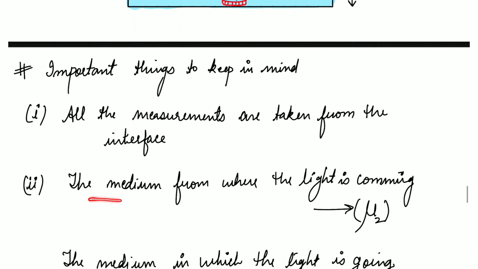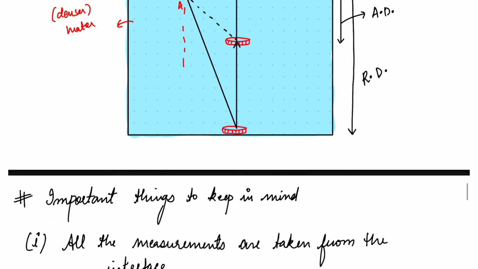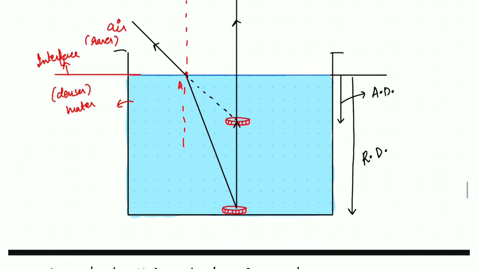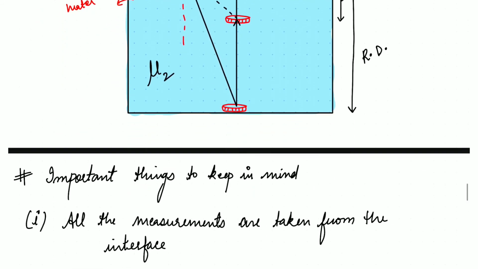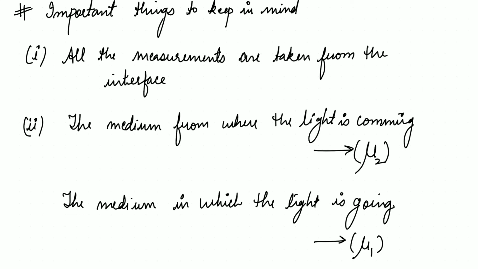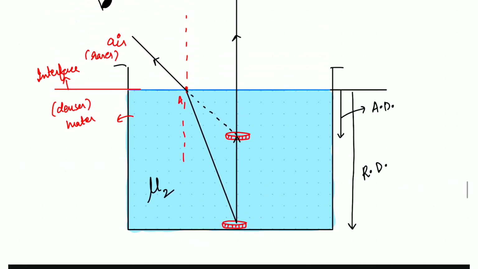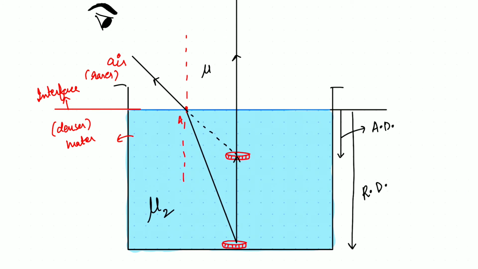Okay, great. Next thing, the medium from where the light is coming has refractive index nu2. You can see the light is coming from water and reaching your eye. So let me say the refractive index of water is nu2, and the medium in which the light is going has refractive index nu1. That means this air has a refractive index of nu1. I hope that is understandable, right?